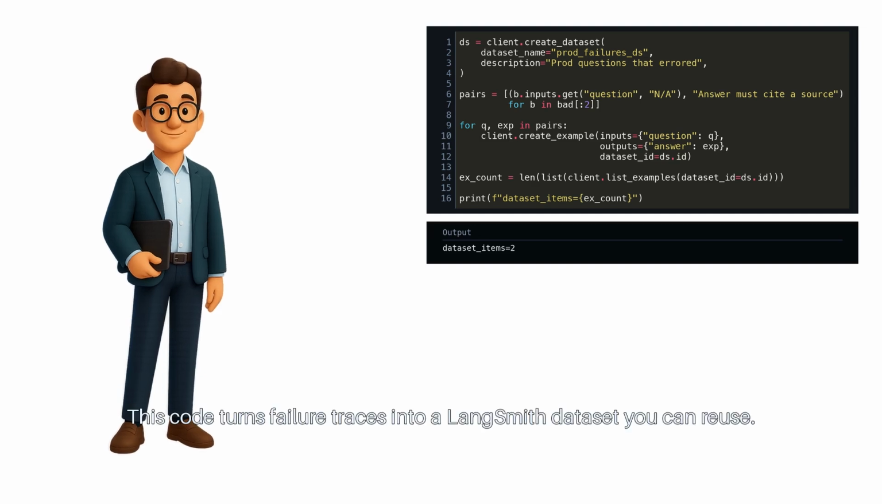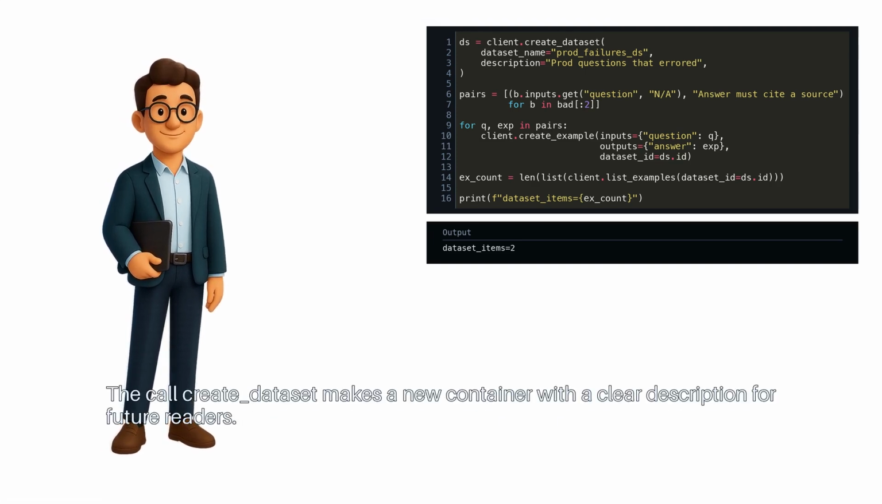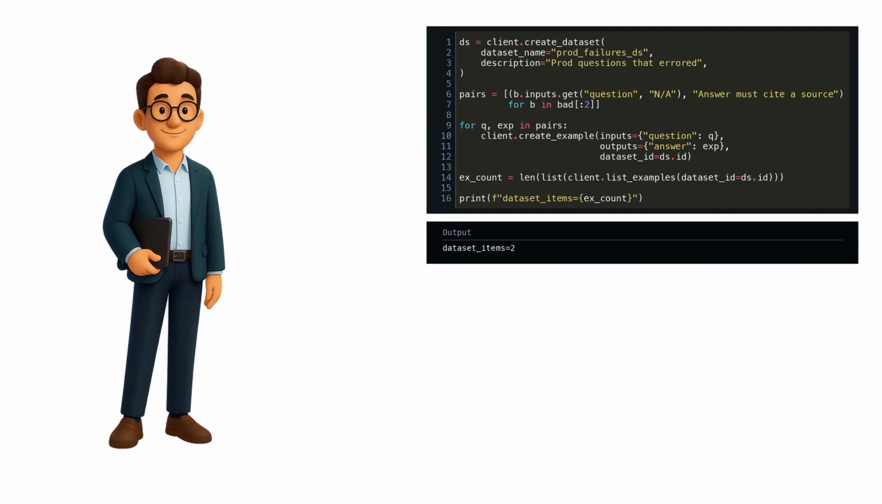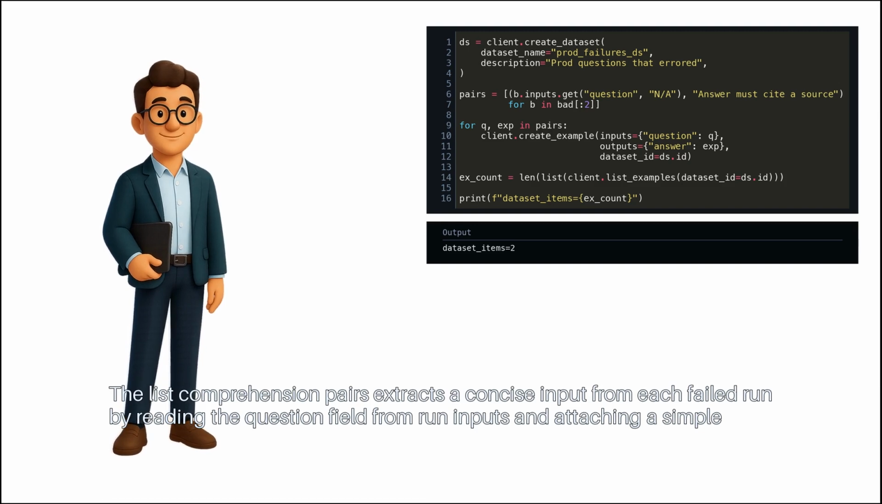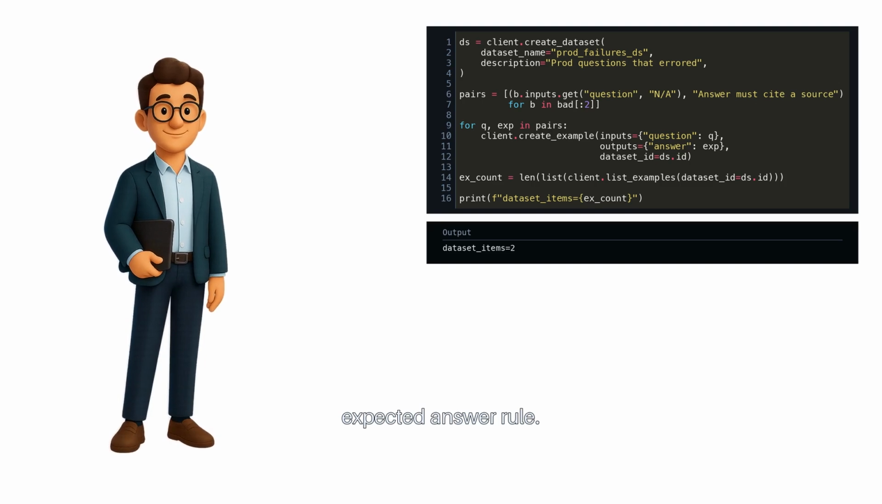This code turns failure traces into a LangSmith dataset you can reuse. The call create dataset makes a new container with a clear description for future readers. The list comprehension pairs extracts a concise input from each failed run by reading the question field from run inputs and attaching a simple expected answer rule.